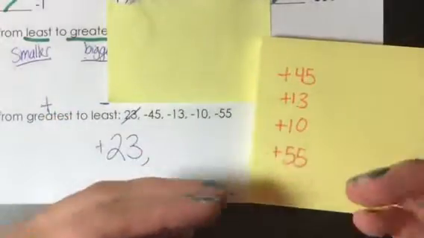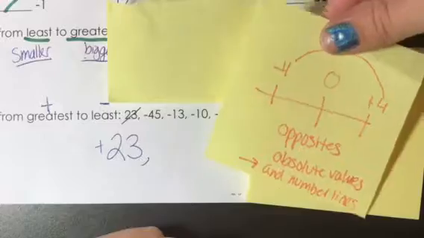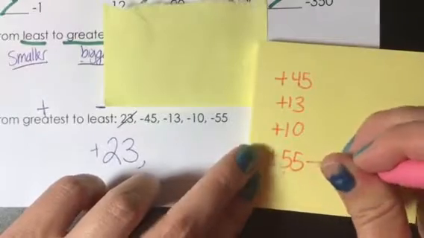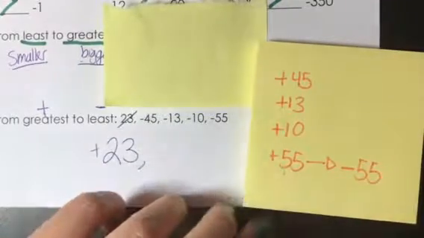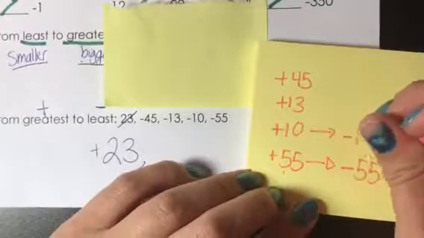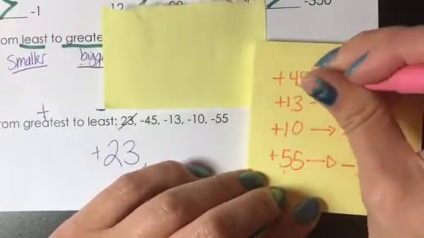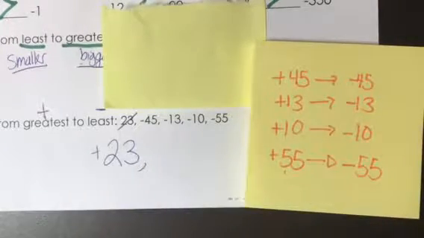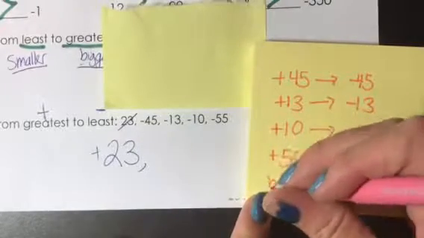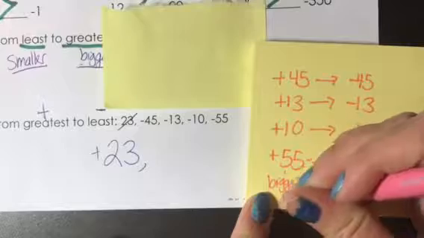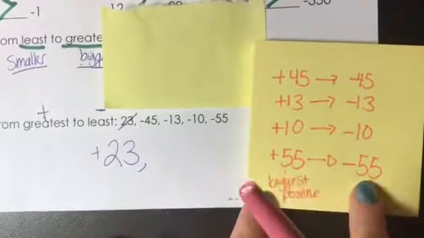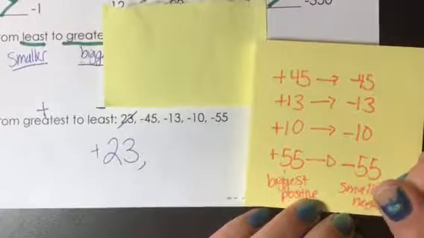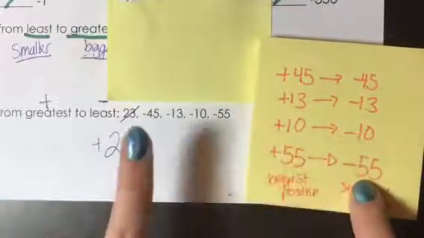Well, remember we talked about opposites before? Hopefully this will help you. If it would be the biggest positive, that means it's the smallest negative. So I'm going to change these back to negative numbers. Negative 45. So now, if I'm thinking of the biggest positive, its opposite would be the smallest negative. And these would obviously be further left on the number line.